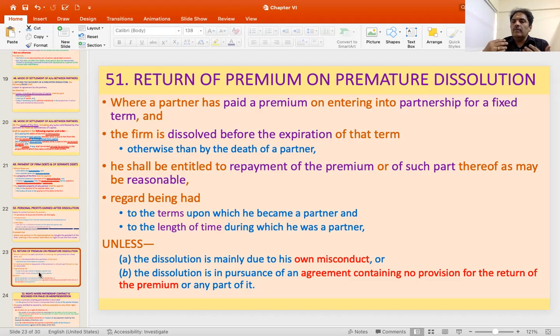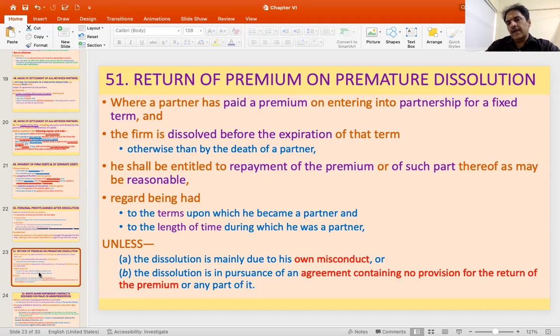Now, this provision will not apply in 2 instances. First, where the dissolution is mainly due to his own misconduct. This person who is coming in paying a premium is guilty of misconduct, and consequently a suit has been filed for dissolution by the other partners. In this case, this person will not be eligible, because it is his misconduct which has driven the firm to dissolution. The second is that the dissolution is in pursuance of an agreement containing no provision for the return of premium or any part of it.